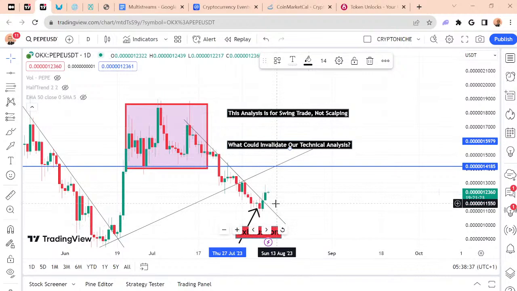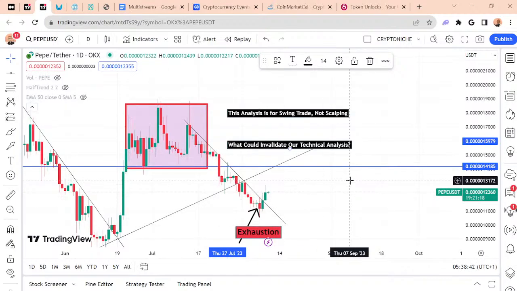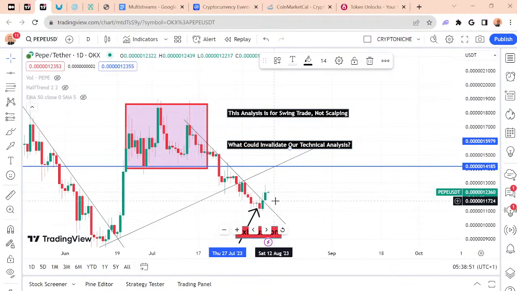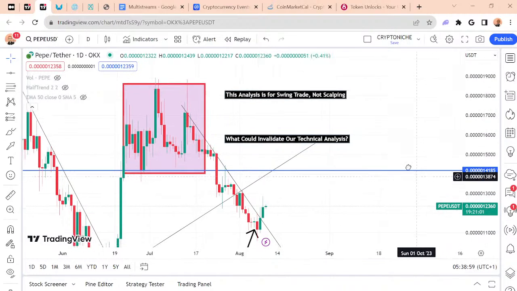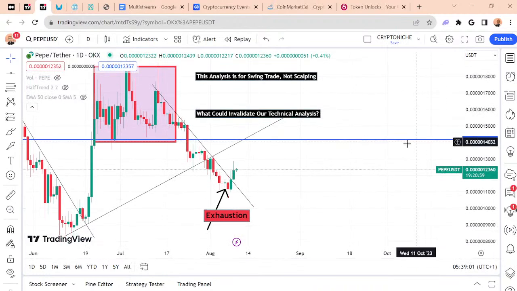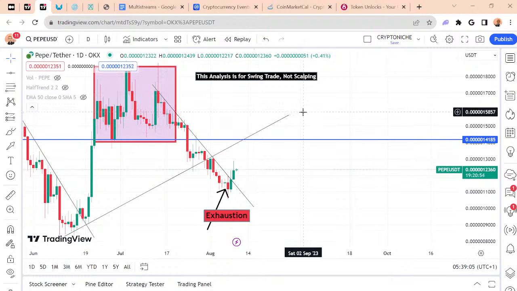Okay, this is the chart, and it makes sense to open long. Or probably what you could do is this. If you're going to open a position with $1,000, you open your first long here, then you open your second long here, then you have your stop loss here. Let me mark this out for you on the chart so that it's going to make sense.